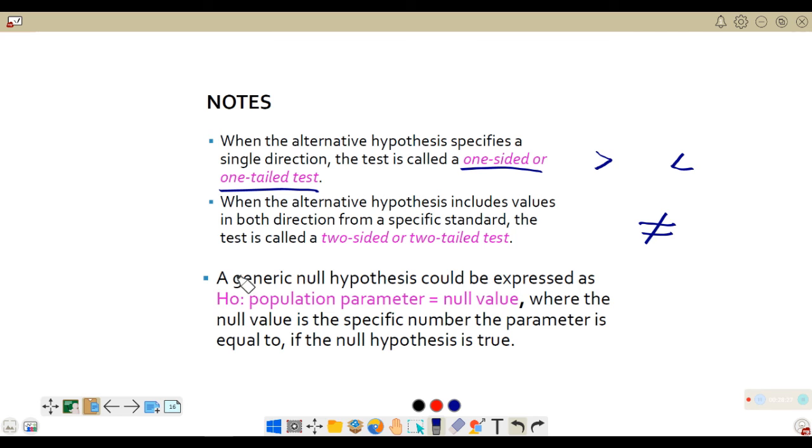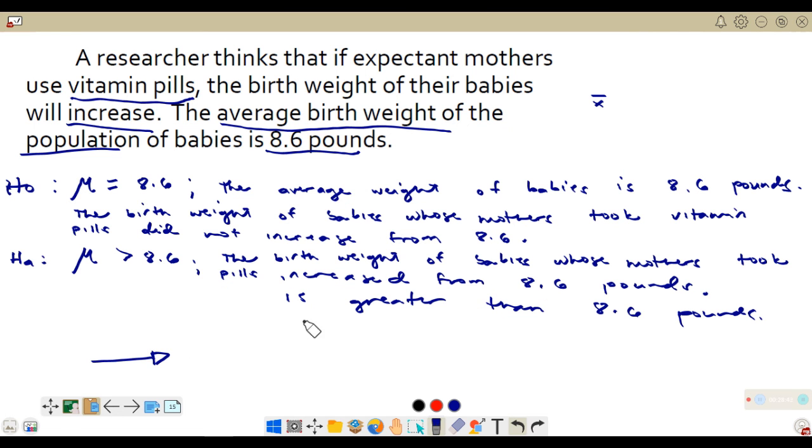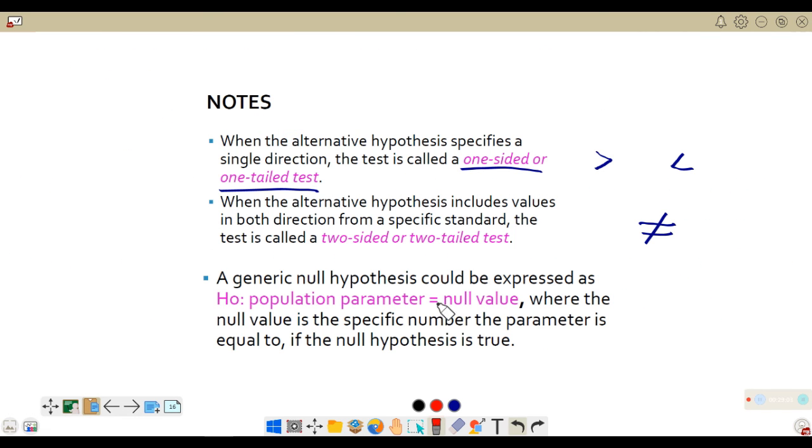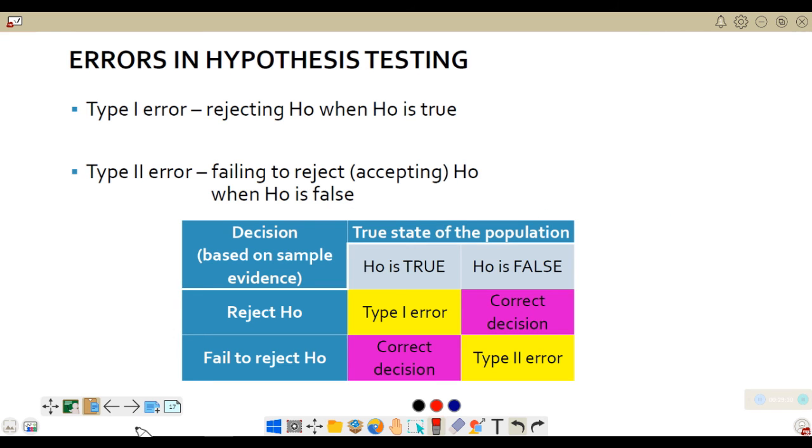Sorry. So, next, a generic null hypothesis could be expressed as H sub O, population parameter, is equal to the null value. Where the null value is the specific number, the parameter is equal to if the null hypothesis is true. Ano yung sinasabi dito sa generic null hypothesis? Ito yon. Ito yung mga generic na null hypothesis. Yung nakasymbol lang. Okay? Okay. Format natin ay point estimate or population estimate at saka yung null value. Ayan, null value. Population parameter and null value.